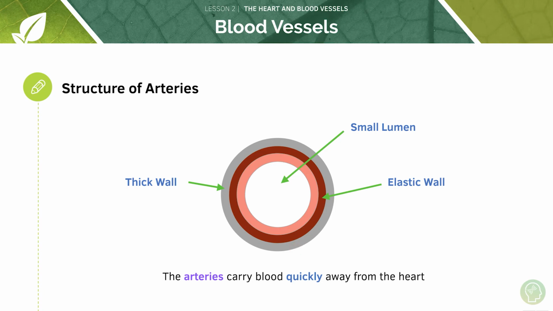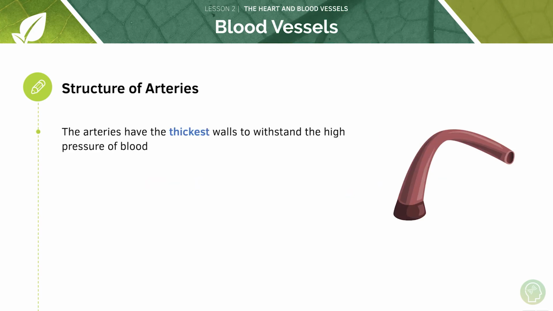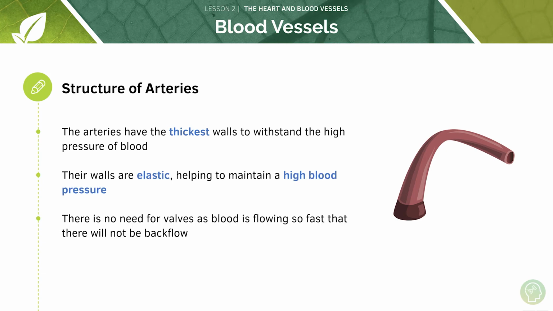And note that there is no need for valves in arteries, because blood is flowing so fast that there is no problem regarding backflow. So arteries carry your blood away from your heart, and in general they carry oxygenated blood, apart from the pulmonary arteries, which carry deoxygenated blood from your right ventricle into your lungs. So this just summarises what I just said.